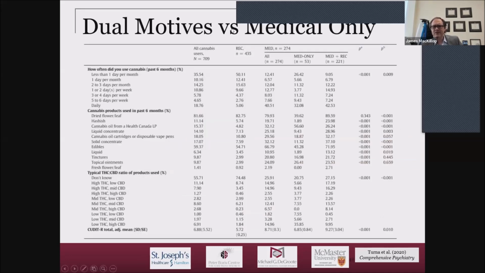So how do these people differ from each other? There's a lot going on here, but here are all of our cannabis users, the recreational users, and then within their medical users, all of them, the medical only and the dual motives users.